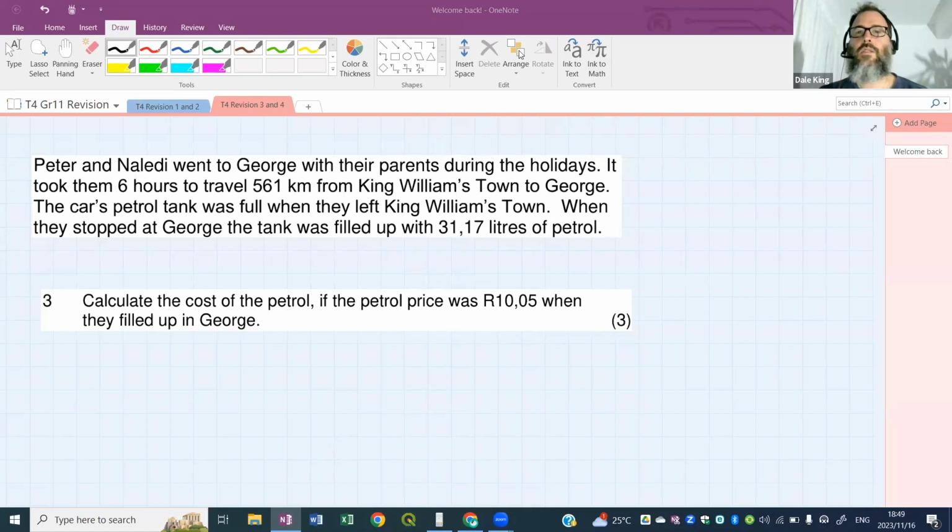All right, we're getting answers. Anyone else out there? Just try it yourselves, guys. Try it yourselves and then put an answer out there. We'll check as soon as we get some more answers. Anybody else out there trying this? Come on, ladies and gentlemen, you should all be trying. How much was the petrol? It's 10 Rand and 5 cents a liter. When they filled up in George, how much did they pay?